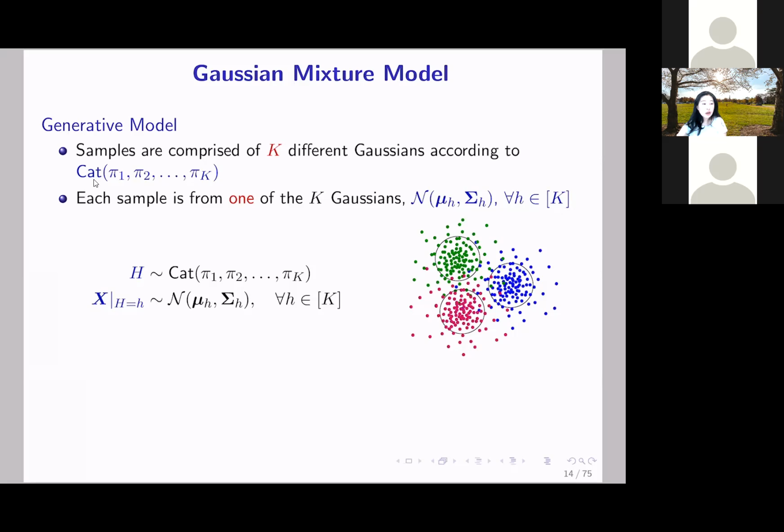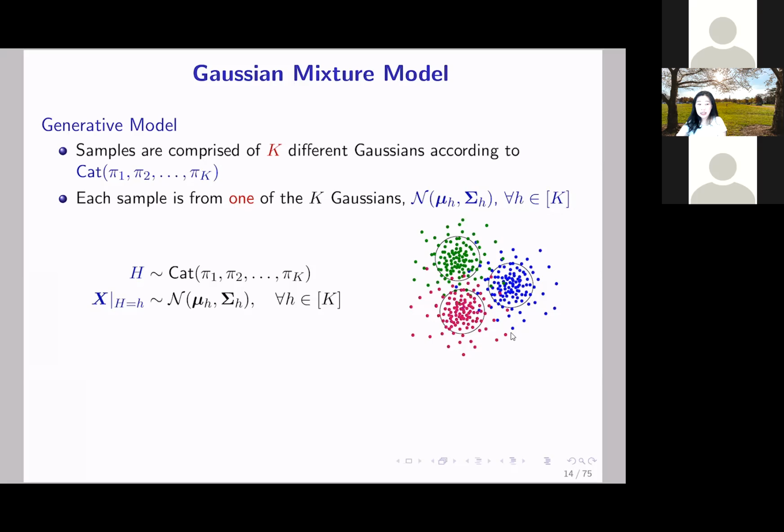So I wanted to emphasize that now, I should say examples. Examples are comprised of k different Gaussians according to the categorical distribution, and each example is from one of the k Gaussians. Okay, so what I mean by that is, for example, in this picture, you have 3 different Gaussians, right? So if I choose this one, then it is generated from the green Gaussian. If I choose this one, it's generated from the blue Gaussian, or if I choose this one, it's generated from the pink Gaussian, right?